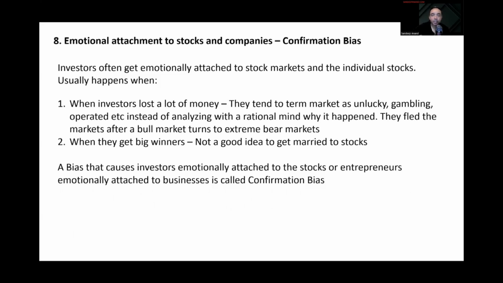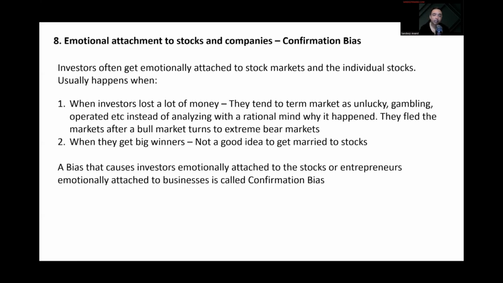Eighth mistake, emotional attachment to stocks and companies. It's called confirmation bias. One of the most common biases out there is confirmation bias. Investors often get emotionally attached to stock markets and individual stocks. It usually happens when investors lose a lot of money. They tend to term the market as unlucky, gambling, operated, etc., instead of analyzing with a rational mind why it happened, why they lost the money.